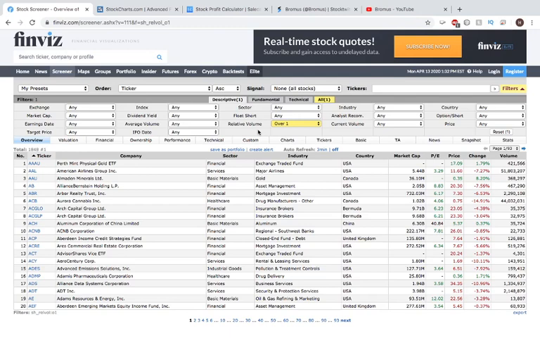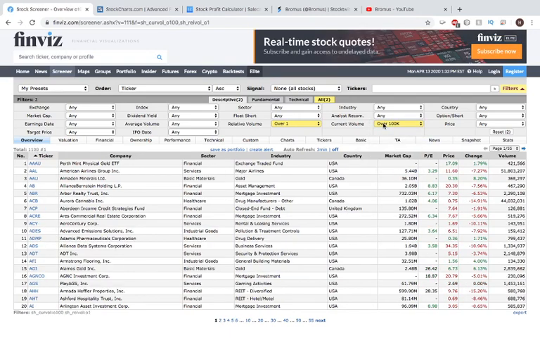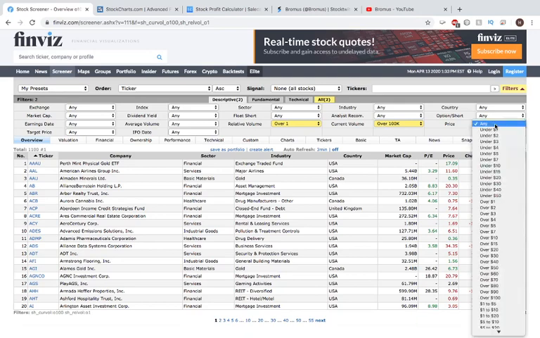Next, I like to go over to current volume and make it over 100K. Now, what is current volume? Current volume refers to the amount of shares that were traded today. The reason that I like to make it over 100K is because we can avoid the stocks that didn't have many shares traded today. If you want, you could also make that even 200 or 300K shares if you wanted more volume trading action. Then go over to price and make it below $20 right here.